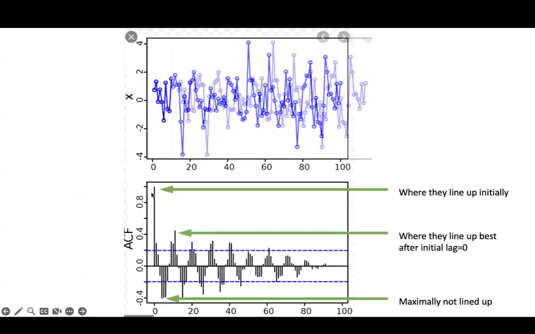Okay, so this is what I said. This is where it lines up initially. This is where it lines up best after the initial lag, and this is maximally not lined up. And you see the threshold of 0.2. So this is where I would take the ACF value.